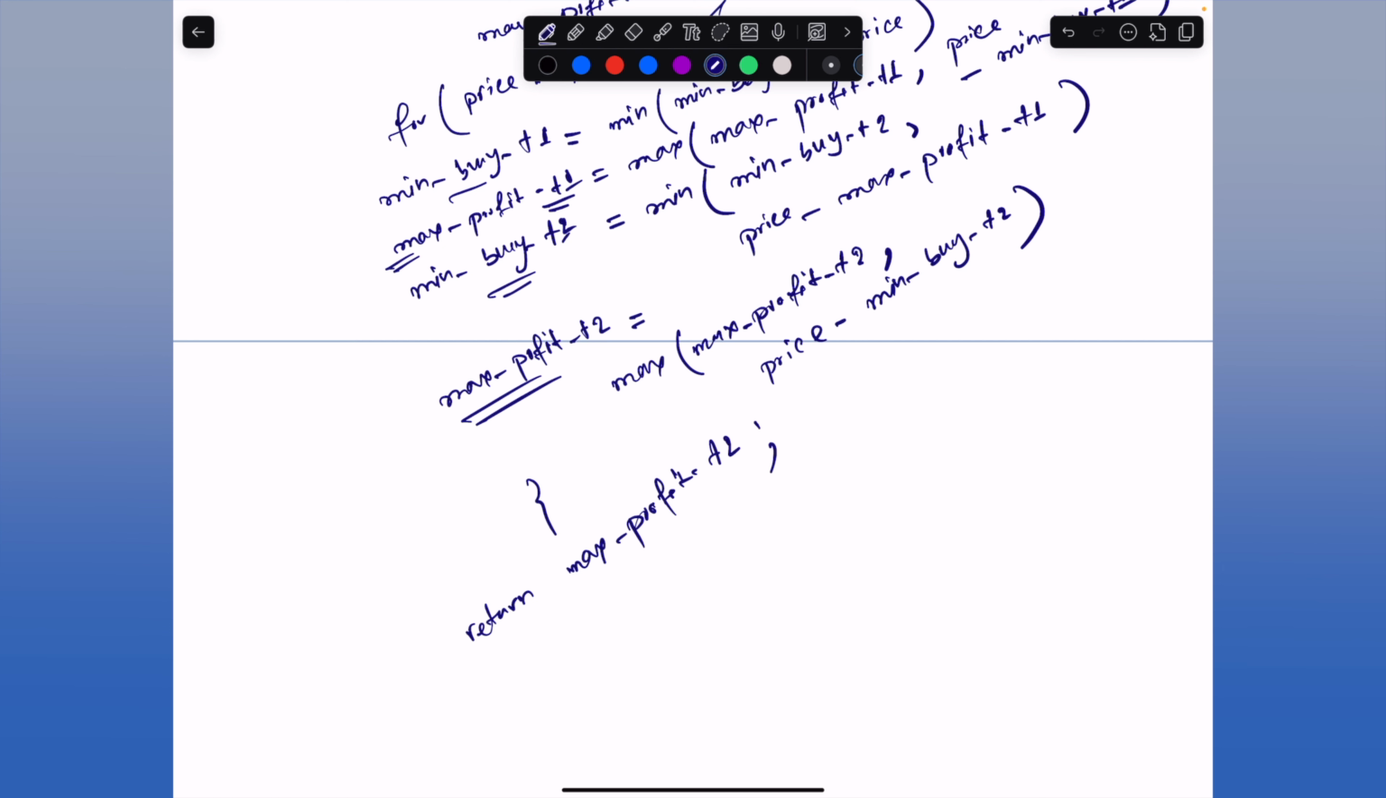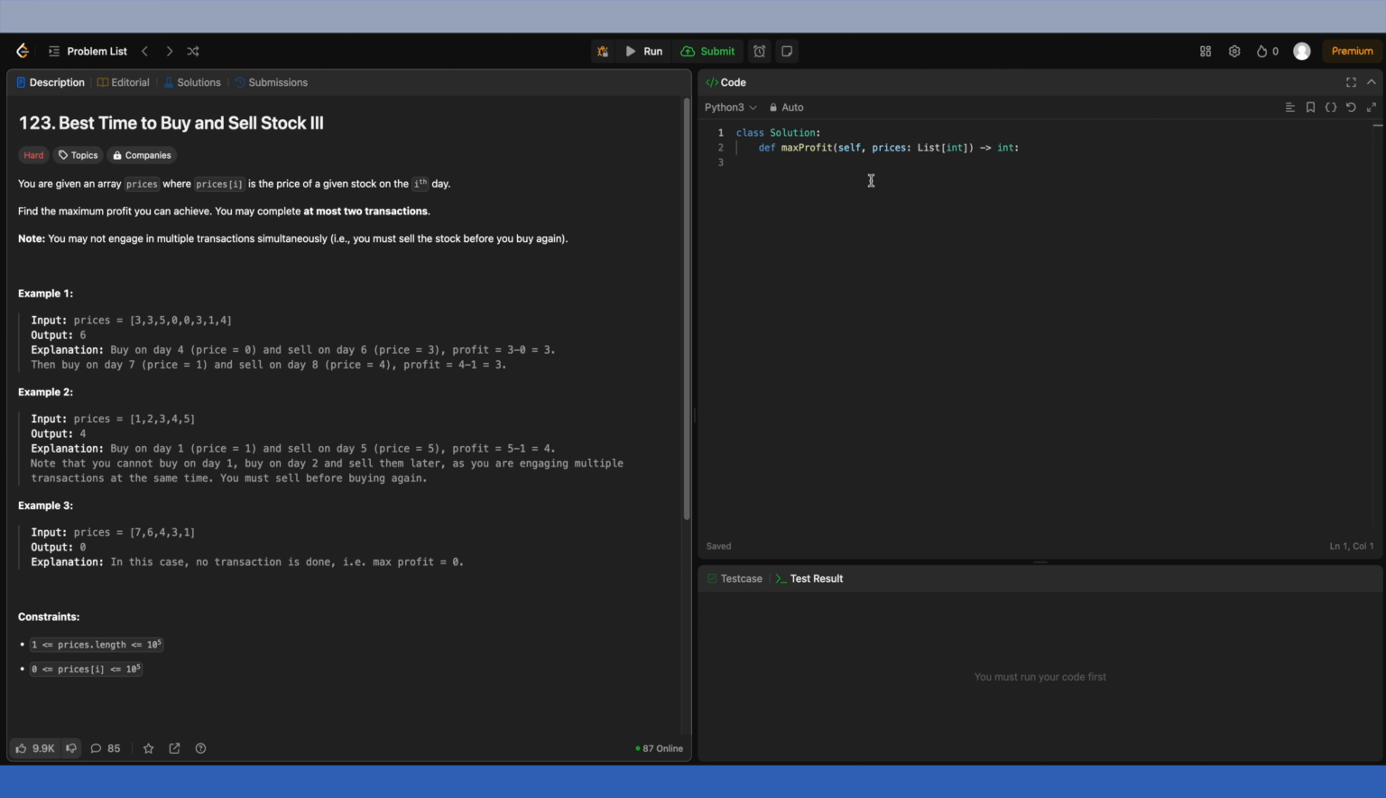Okay, and what will be the time complexity? So time complexity would be O of n, number of days or number of the prices given, and space complexity would be O of 1 because you are not using any extra space over here. Okay, so let's try to code this up.